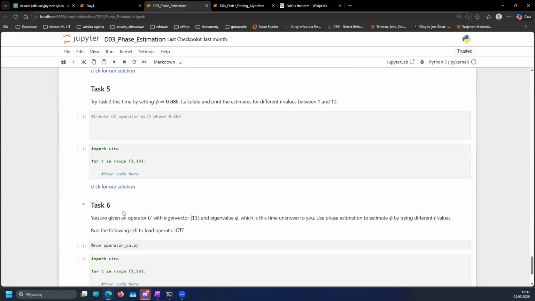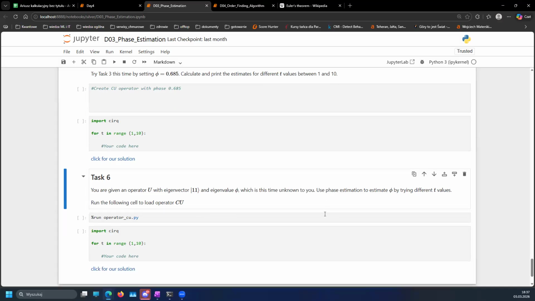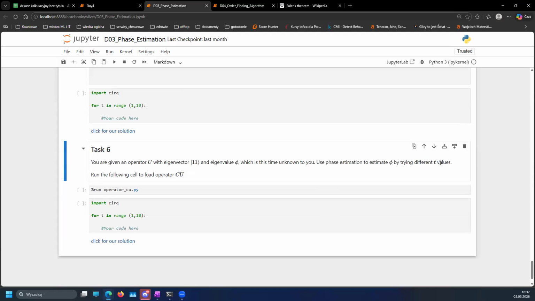And okay, here is this situation where I say that this target register will have 2 qubits because the eigenvector of the U operator, of which we want to find the phase, has 4 elements, so 2 qubits are required. Yes, and here you have this task in, I would say, a true setting where the phase is unknown to us. Yes, and here you are asked to try different t values.